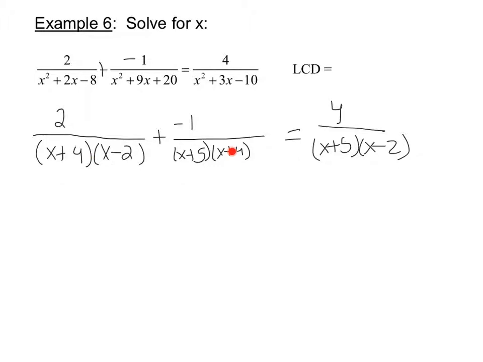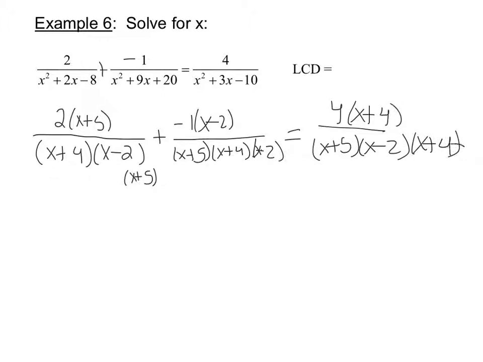What's the first missing from the second? X plus 5, x plus 5. Is it missing anything from the third now? No. What's the second missing from the first? X minus 2, x minus 2. Is it missing anything else from either? No. What's the third missing from the first? The x plus 4. Denominators are all the same now.